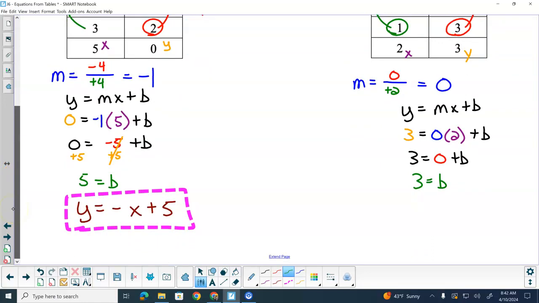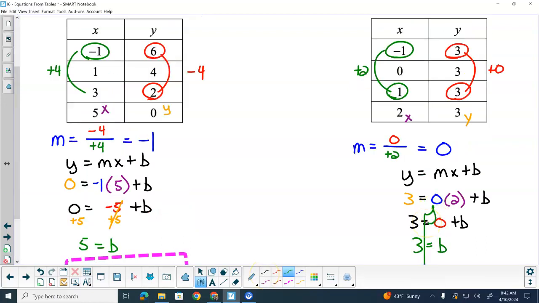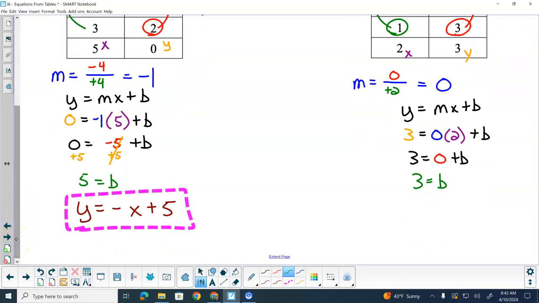Give it to me. Keep going. So it would be y equals 0, because that's our slope, right? x plus 3. Do I like that as an equation? What do I like instead? Just y equals 3.